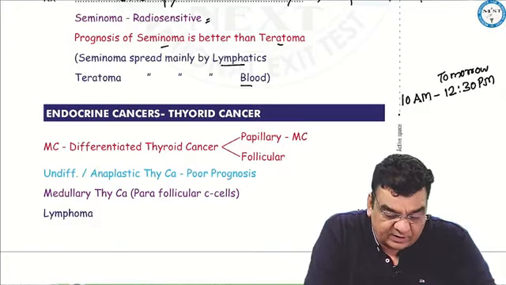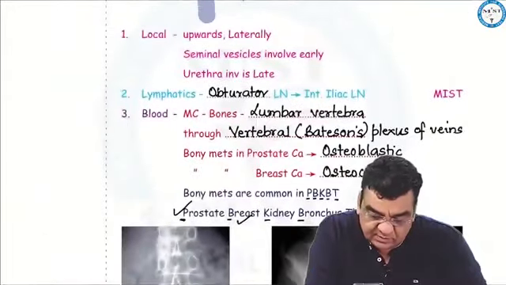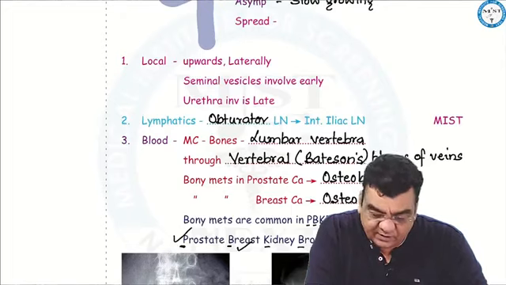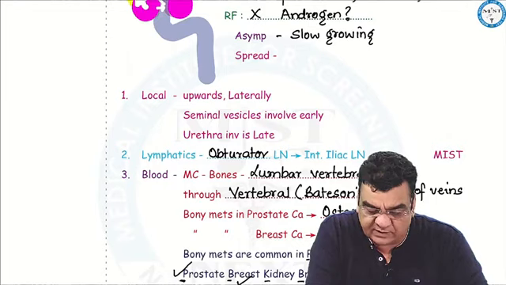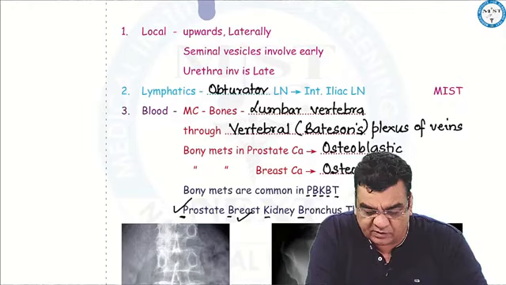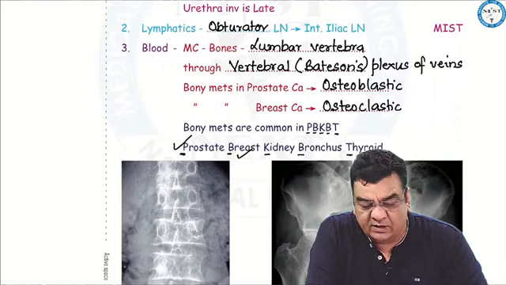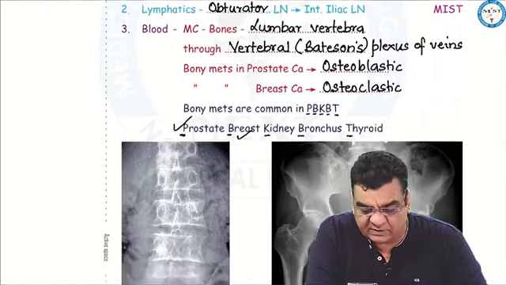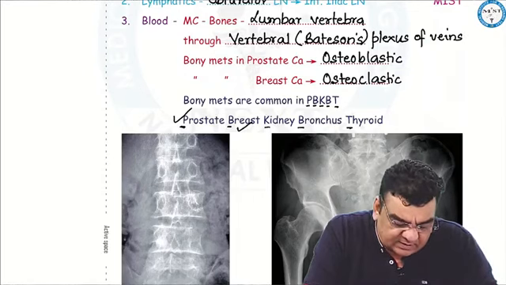Oh, we forgot to write about the spread of prostate cancer. Just a moment, beta. I think we have written here that prostate cancer locally spreads upwards and laterally to the seminal vesicles. Urethral involvement is late. Through lymphatics, prostate cancer spreads to obturator lymph nodes, then to internal iliac lymph nodes. Through blood, prostate cancer spreads to the lumbar vertebra, that is to bones, through the vertebral veins and plexus of veins. Usually, these bony metastases in prostate cancer are osteoblastic. In other cancers, they are osteoclastic.